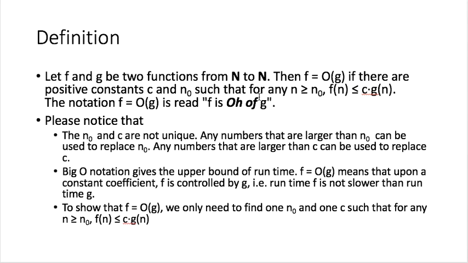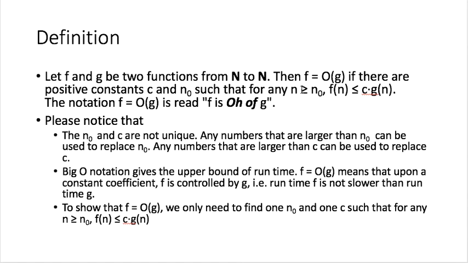So by this definition, we need to pay attention to several facts. First, this n0 and c are not unique. The definition just says if there are positive constants c and n0. It does not say there is only one. Actually, you have infinitely many, because once you found n0 and c such that for any n greater than n0, f(n) is less than or equal to c g(n), then any number greater than n0 can be used to replace n0, and any number greater than c can be used to replace c. Okay?